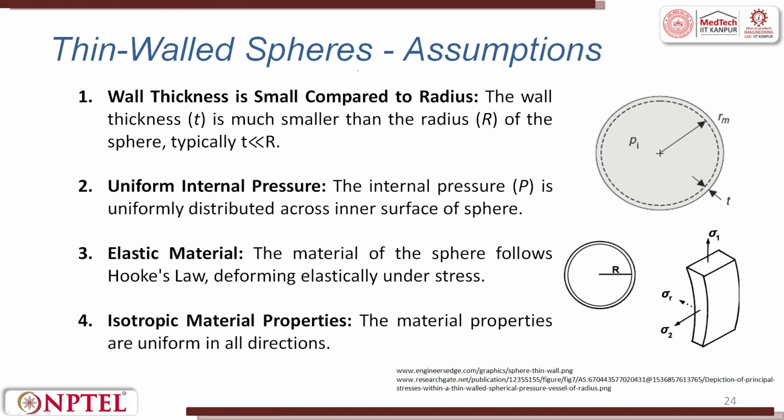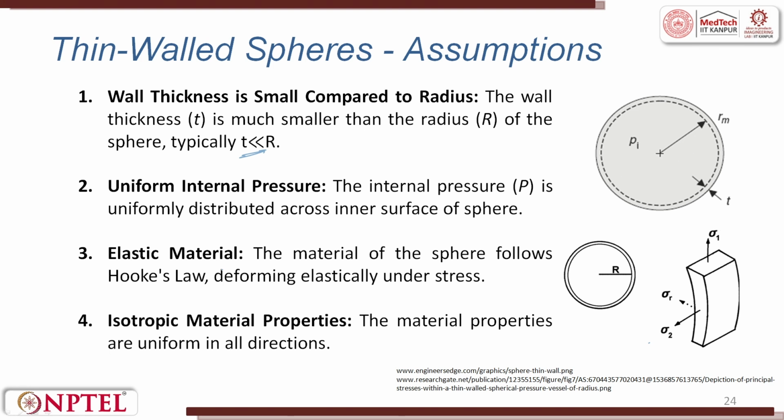So, for thin walled spheres, the wall thickness is small compared to the radius. The wall thickness T is smaller than the radius R of the sphere. It has to be extremely small as compared to the radius. Uniform internal pressure: the internal pressure P is uniformly distributed across the inner surface of the sphere. When we take a section, you will see here sigma 1, sigma 2, sigma r.